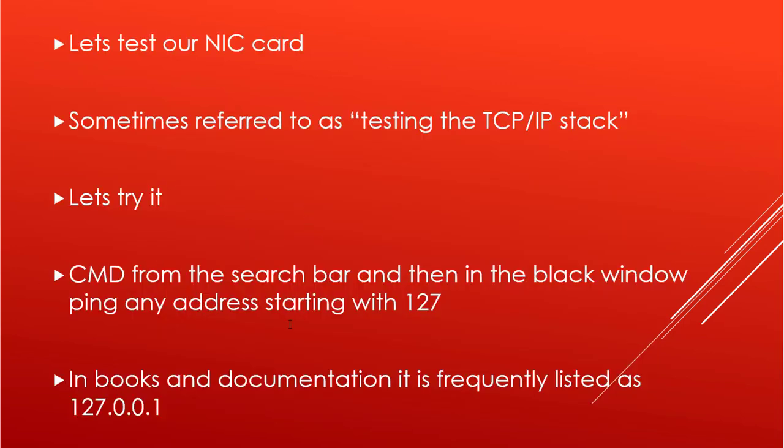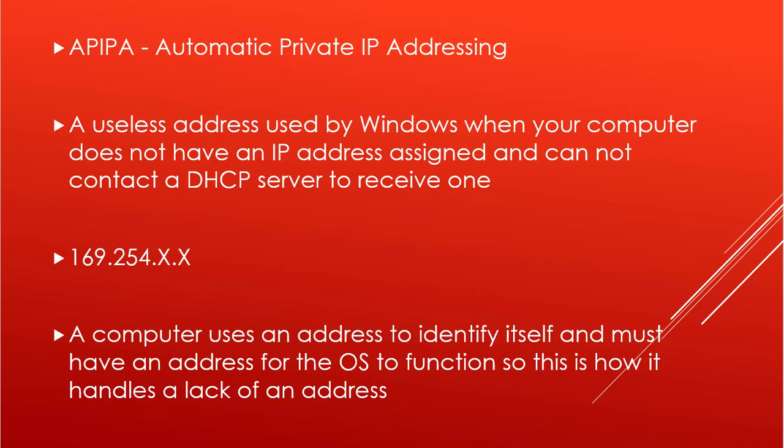All right, and again, I already tested it out, but just remember, in the books and documentation, they tend to just list it as 127.0.0.1. So just be aware, it's 127.anything.anything.anything. So the entire Class A range of 127 is reserved for loopback.